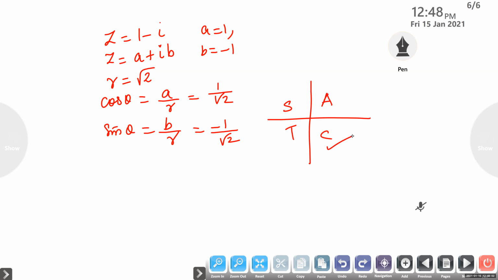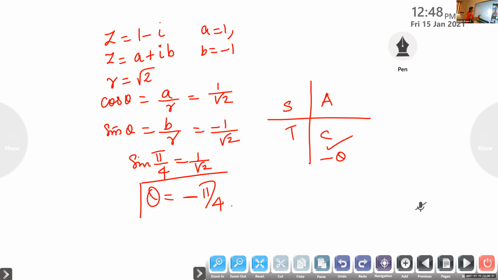In the fourth quadrant, the angle takes the form minus theta. So first you fix the value: for which value of angle will you get 1 by root 2? Pi by 4, isn't it? Sine 45 is 1 by root 2. So what is theta? This minus theta, so this is minus pi by 4. We'll be taking this as minus pi by 4. Is it correct? Are you getting this answer?